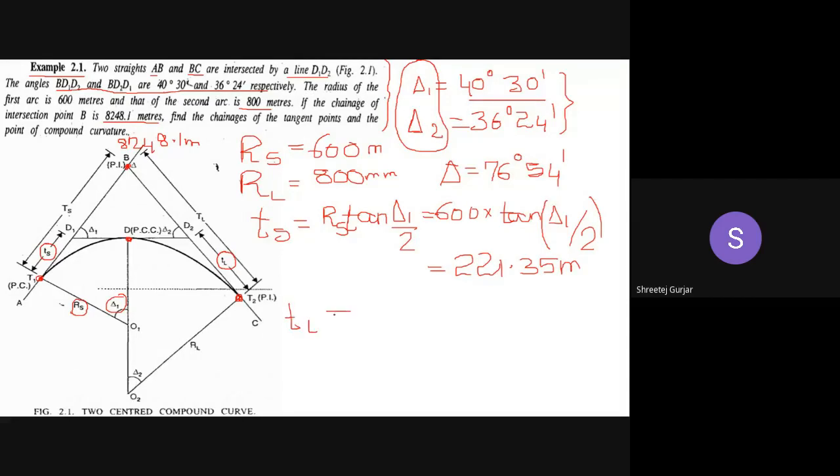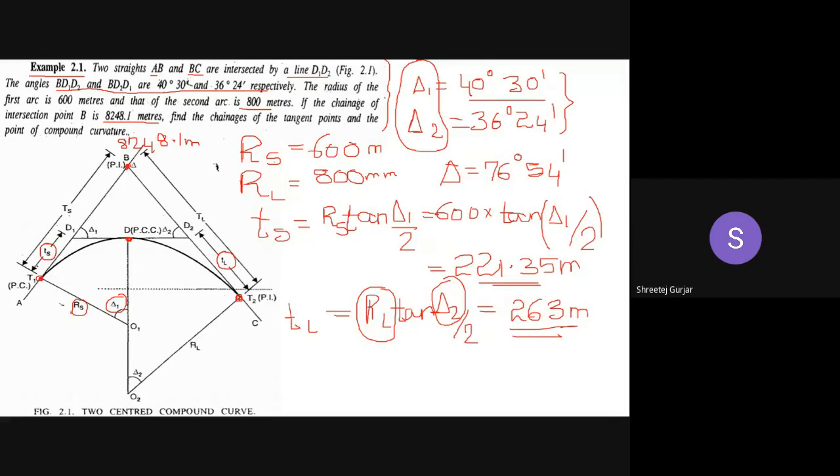Similarly, we can calculate TL. TL is equal to RL tan delta 2 by 2. We know the value of RL and we also know delta 2, so you can simply substitute in your calculator. It is 263.02, which we will consider as 263 meters. So we have TS and TL.